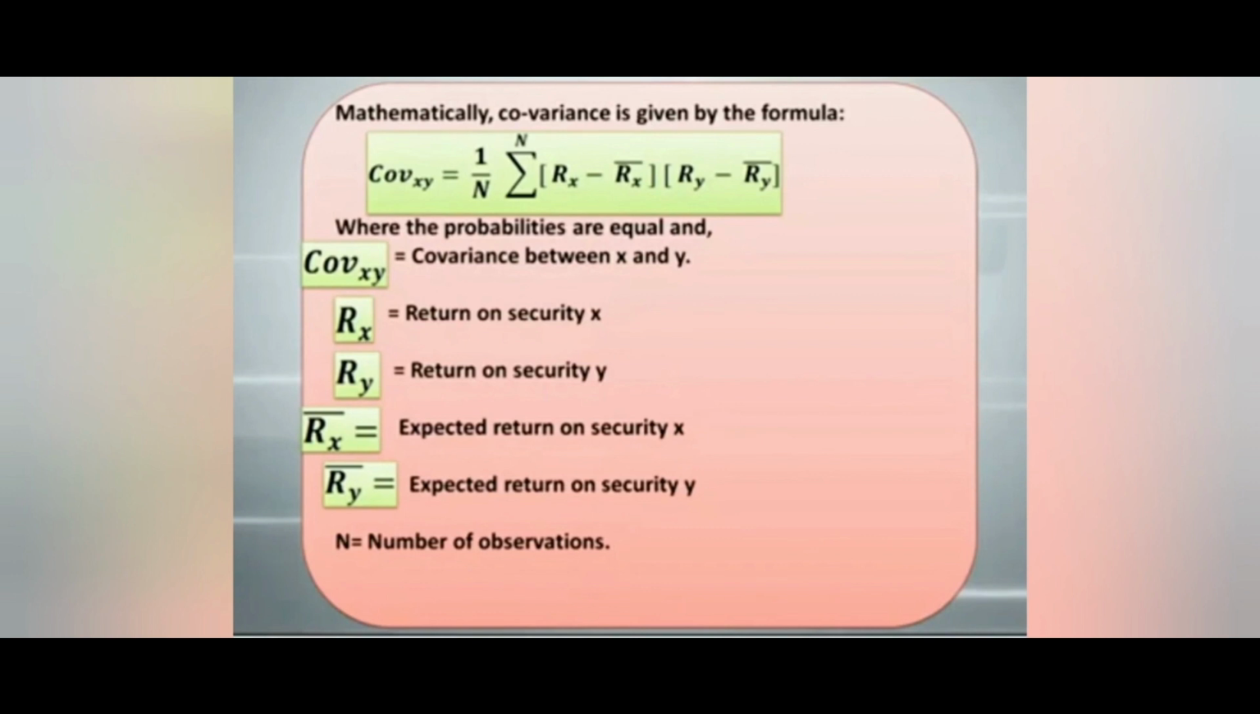To find the covariance of XY, we will use the formula 1 by N sigma of (Rx minus Rx bar) multiplied by (Ry minus Ry bar), where i is equal to 1 till N. Rx is the return on security X, Ry is the return on security Y, Rx bar is the expected return on security X, and Ry bar is the expected return on security Y. So plug in the values and we will get the answer for the covariance between X and Y.